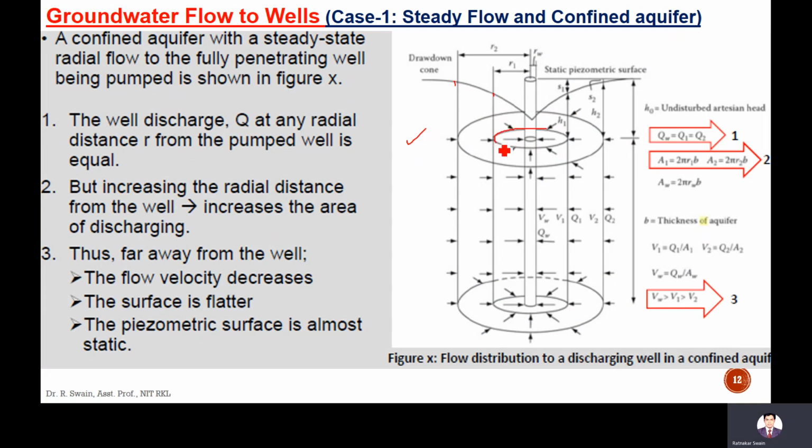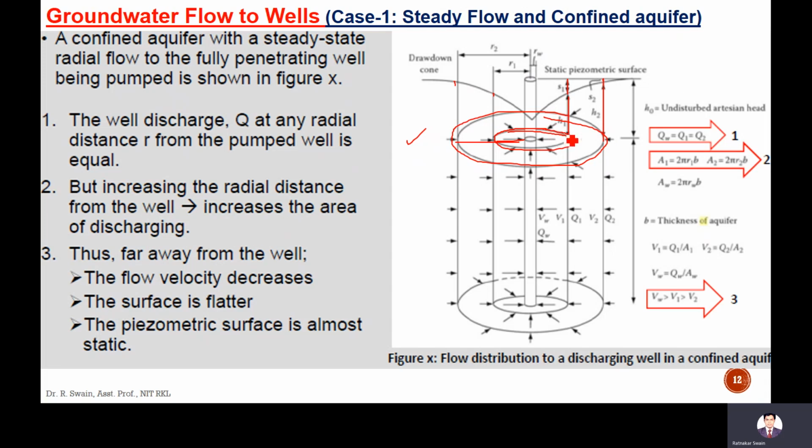Let's see, two radial distances are taken, R1 and R2. For R1, S1 is the drawdown and H1 is the piezometric head. For R2, on the cone of depression, S2 is the drawdown and H2 is the piezometric head. But increasing the radial distance from the well increases the area of discharge.